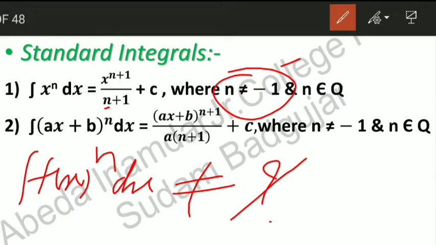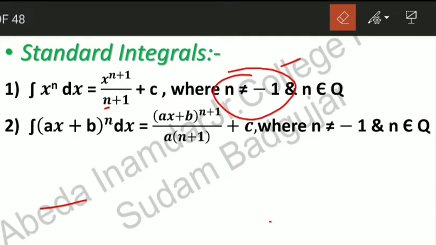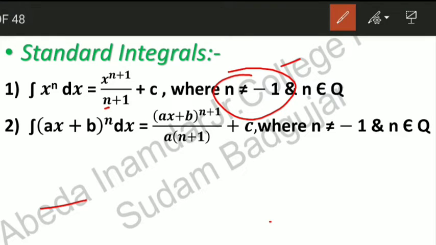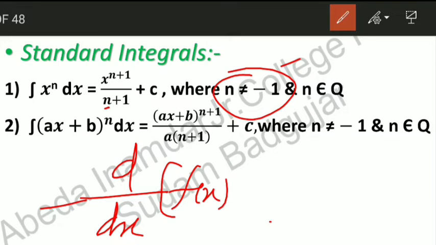We cannot find this one, where f of x is any function, maybe log x, maybe inverse, whatever it may be. But in case of derivative it is possible. Derivative of f of x raised to any number is possible. That is n into f of x raised to n minus 1 into derivative of f of x. It means we can easily find the derivative of any function.